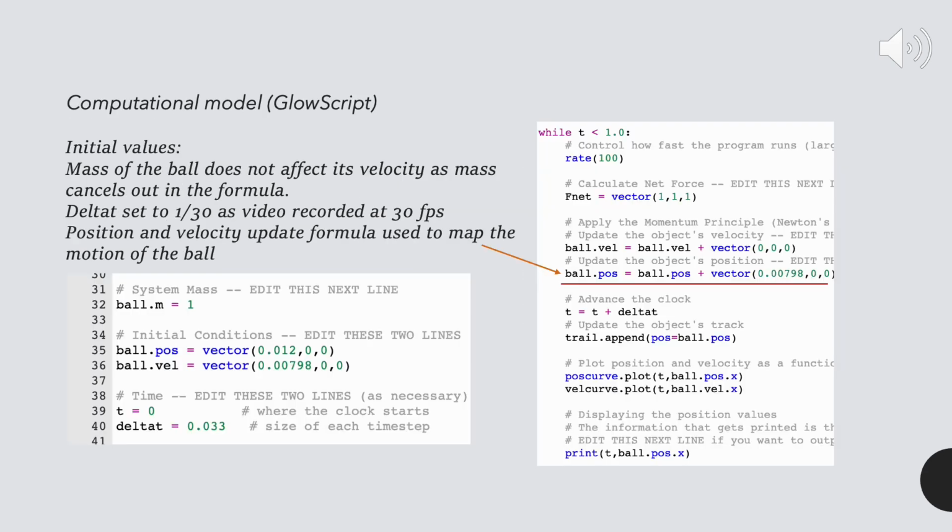Next, I created a computational model using CloseScript. A ball was used to represent the trolley. I left the mass of the ball in the code unchanged as it does not affect velocity and mass cancels out in the formula. Delta t was set to 1/30 as the video was recorded at 30 frames per second. The initial position and the initial velocity of the ball were stored as vectors in the code. I then used the position update formula and velocity update formula to map the motion of the ball as seen in the code on the right.